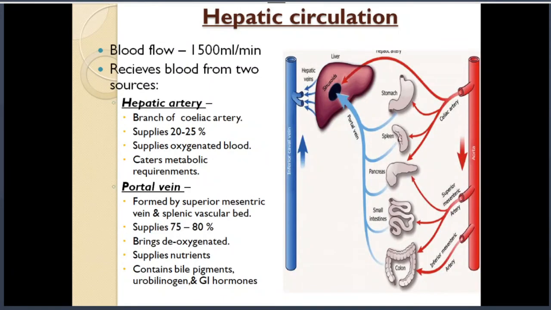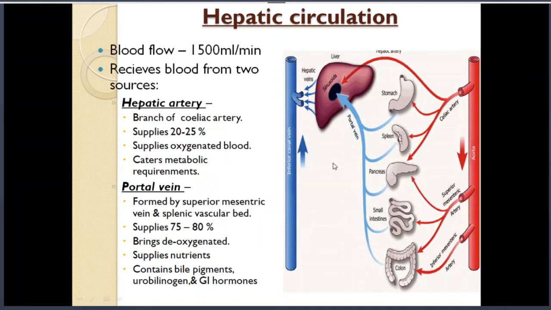Then we have discussed the hepatic circulation. Hepatic circulation is one of the major circulations of the body that contains about 1500 ml of blood per minute, and it receives blood from 2 sources: hepatic artery and portal vein. The hepatic artery comes directly from the aorta and is the major source of oxygen supply. It supplies 20 to 25% of the blood requirement of the hepatocytes or liver.